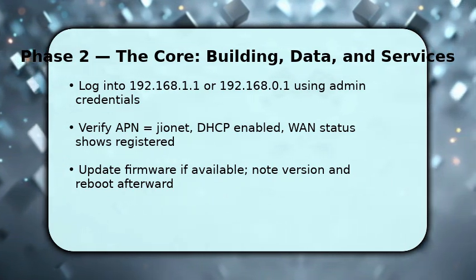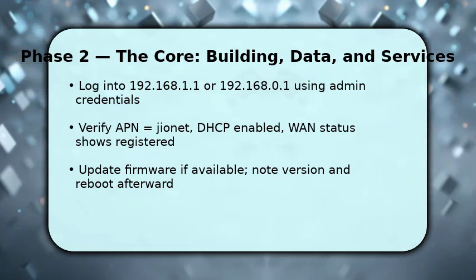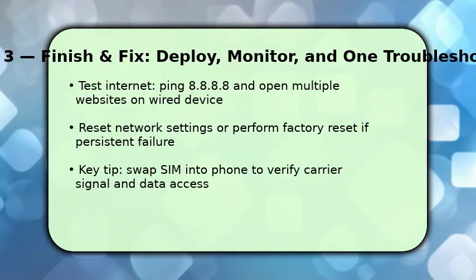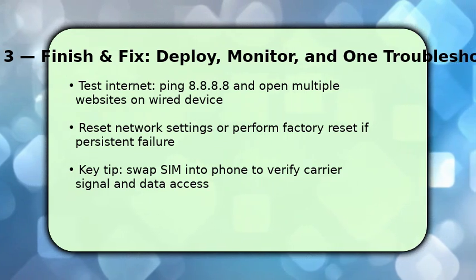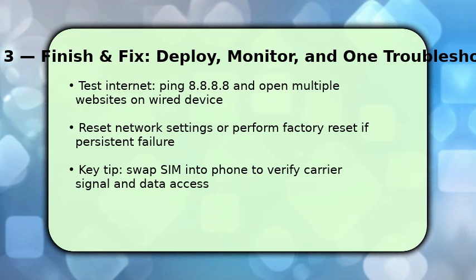If firmware upgrade is offered, download and apply it. Firmware often fixes stability bugs, but make sure power remains steady during the process. Finish by verifying end-to-end connectivity. From a wired device, ping 8.8.8.8 and load several websites to confirm DNS and routing.